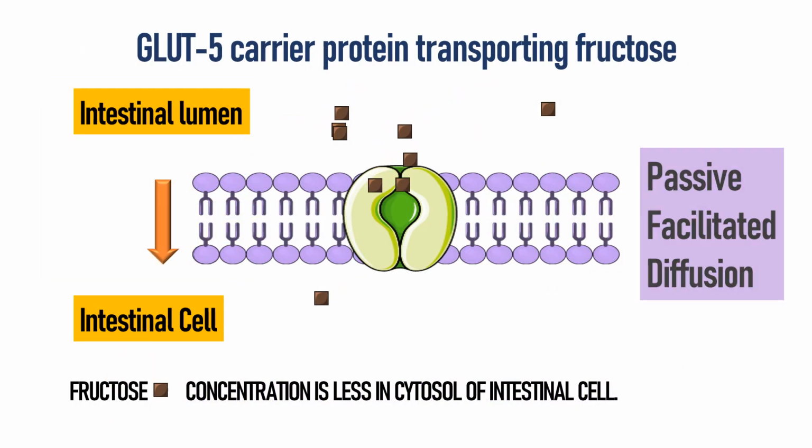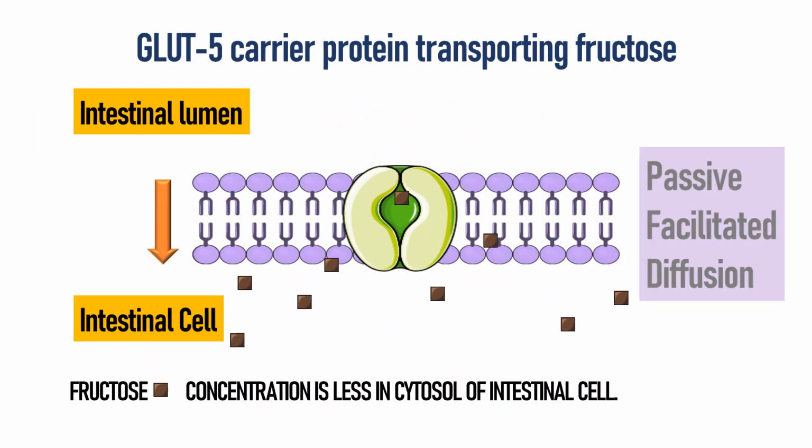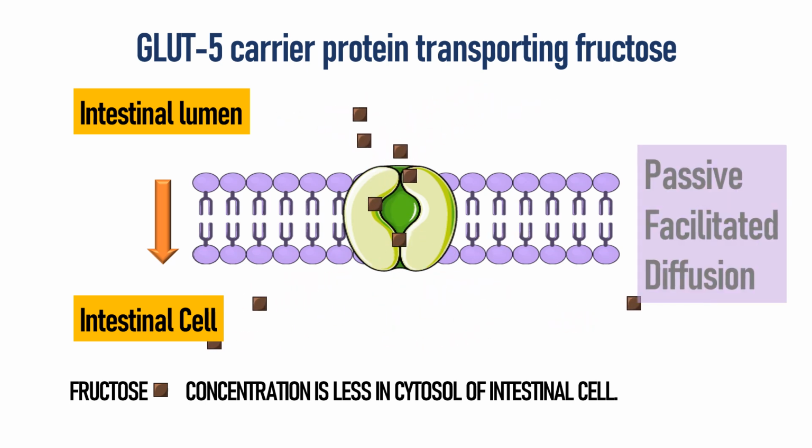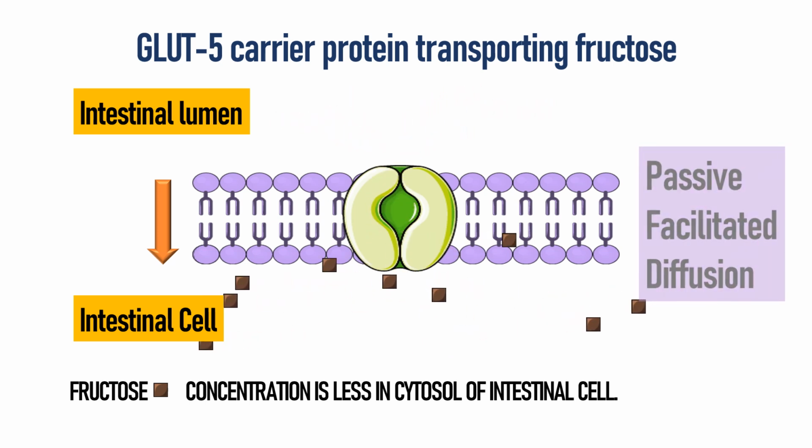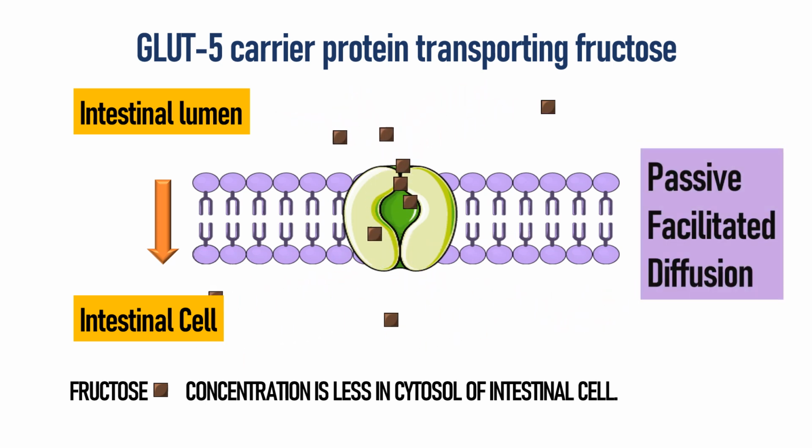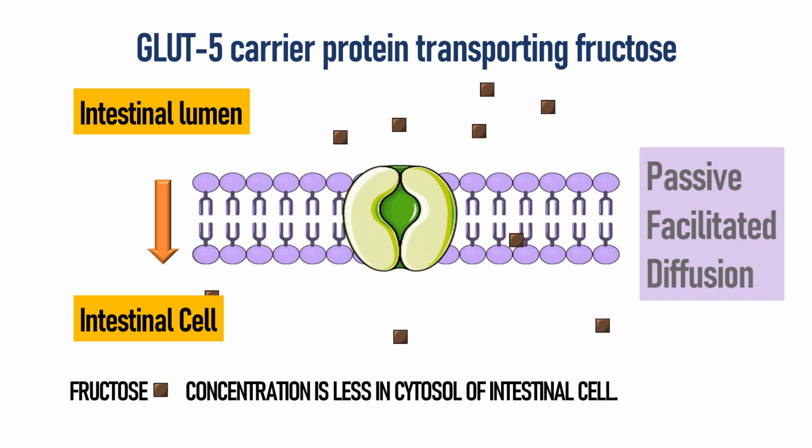GLUT5 or glucose transporter 5 is responsible for the facilitated diffusion of fructose into the enterocytes. Once inside the enterocytes, these monosaccharides are transported across the cell and released into the bloodstream via the transporter GLUT2 on the basolateral side of the cells. GLUT5 is also found in testes and kidneys. Its sole function is to transport fructose. Its ability to transport glucose is negligible.